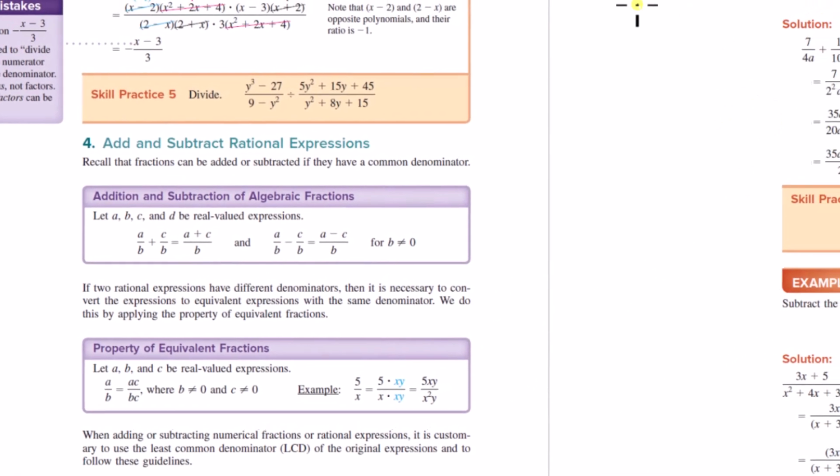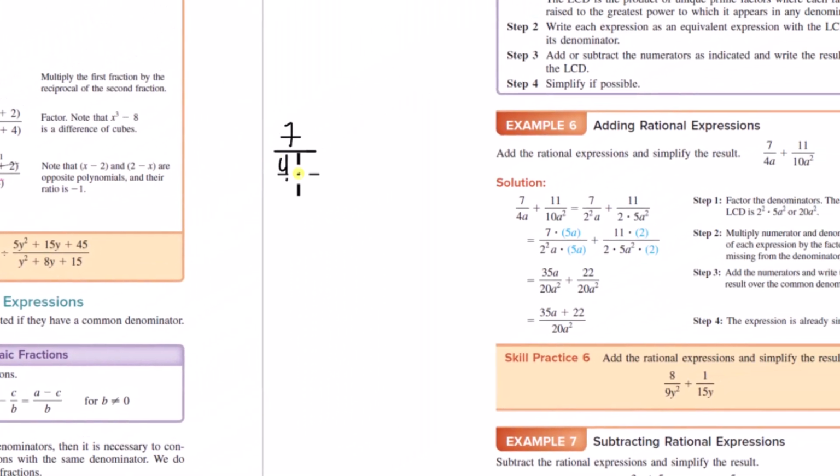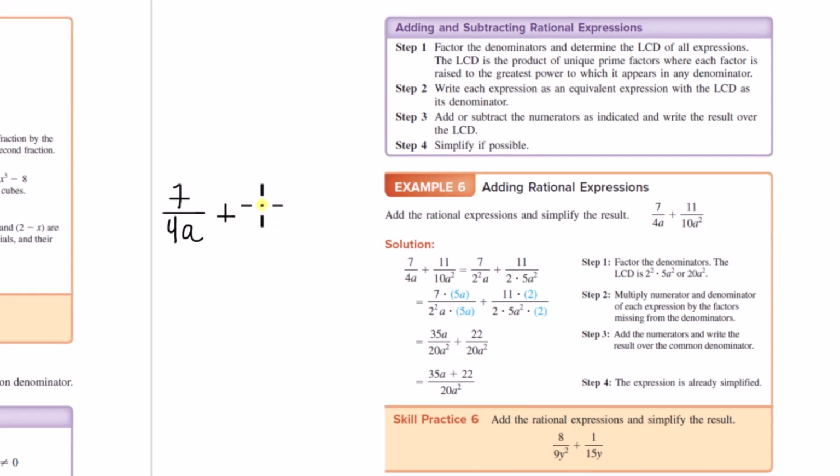Okay, so let's do 7 divided by 4a plus 11 divided by 10a squared. Yeah, we can see these are rational expressions here. So we want to create a common denominator without changing the expression. So the common denominator here is going to be 20a squared, the least common denominator. So we need to multiply this by 5a over 5a and multiply this by 2 over 2.